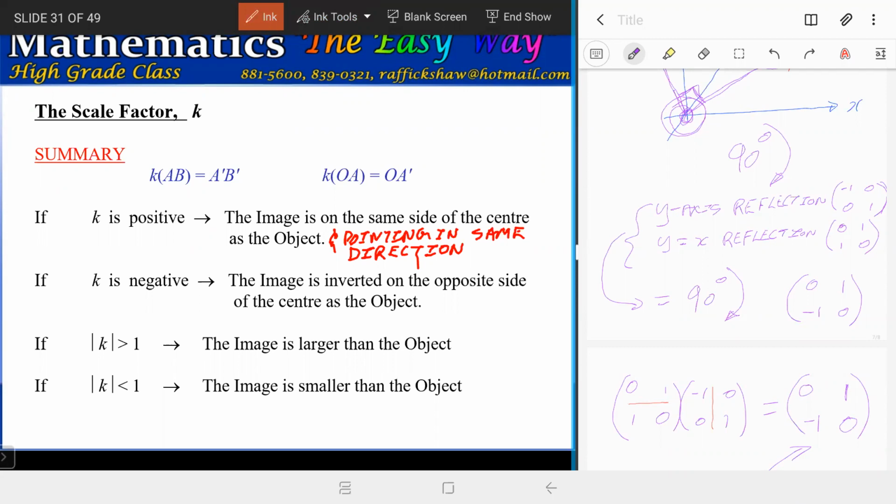If the scale factor is negative, the next one, the image is inverted. Make sure you give them that word when the scale factor is negative. The image is inverted on the opposite side of the center, and give them this as well: pointing in the opposite direction. We're talking about the relationship between the image and the object now. When the scale factor is negative, they will point in the opposite direction.